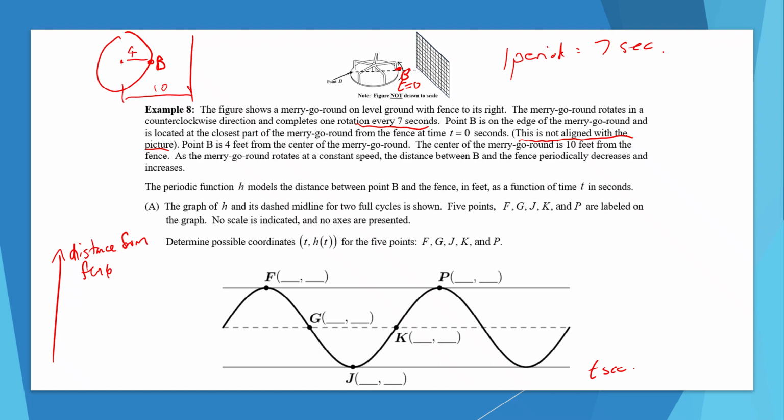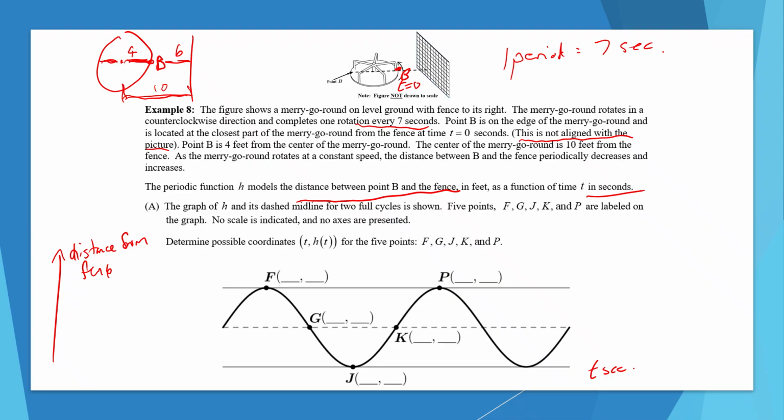And this is because we're given here a function that models the distance between point B and the fence as a function of seconds. All right. Now what we want to do is find our maximum and our minimum after we label our diagram. So here, think about it, right? What is the closest that point B can be to our fence? If you know that this full length is 10, right? And this part is 4, then the closest it can be is going to be 6.